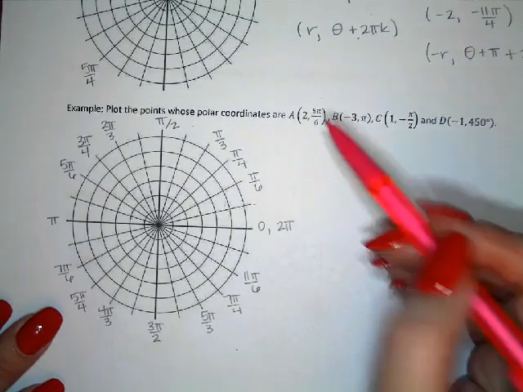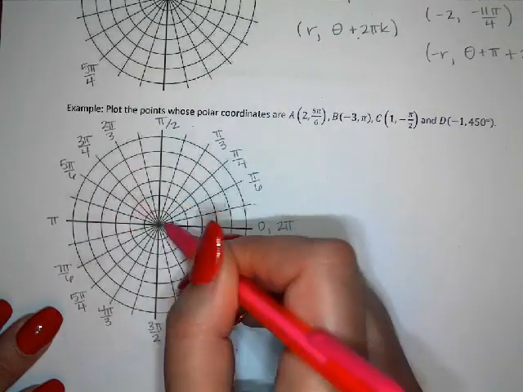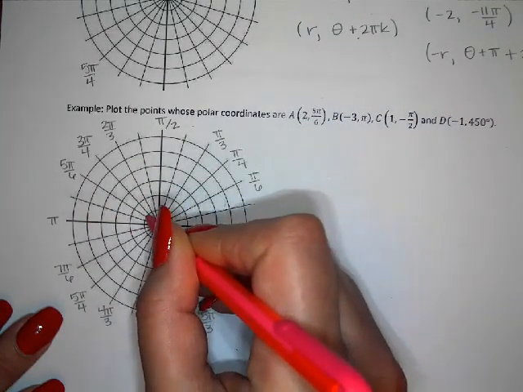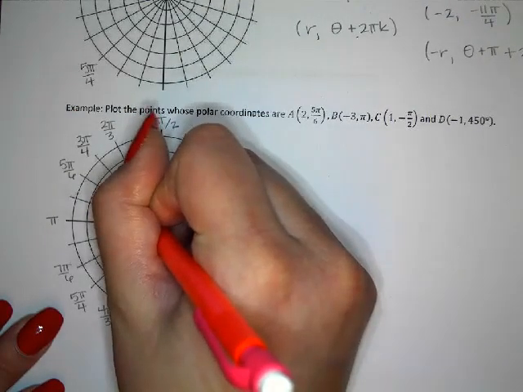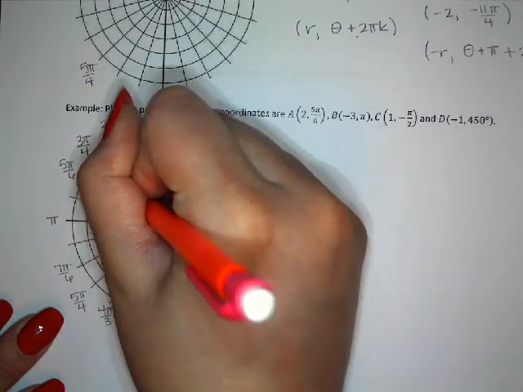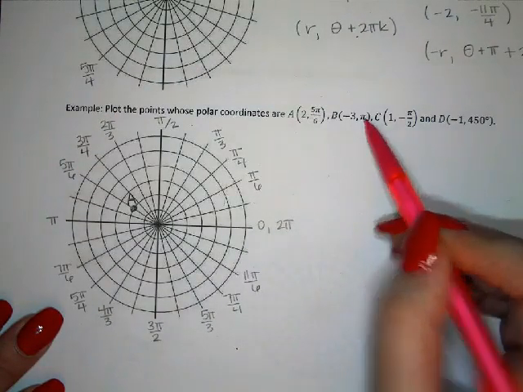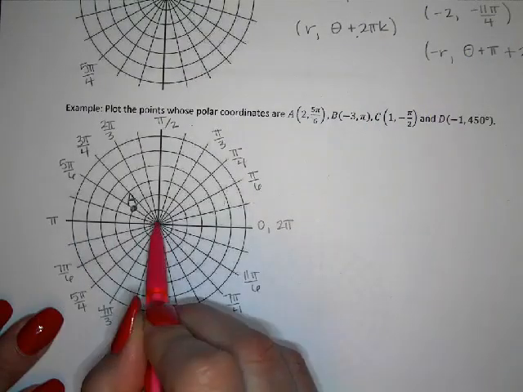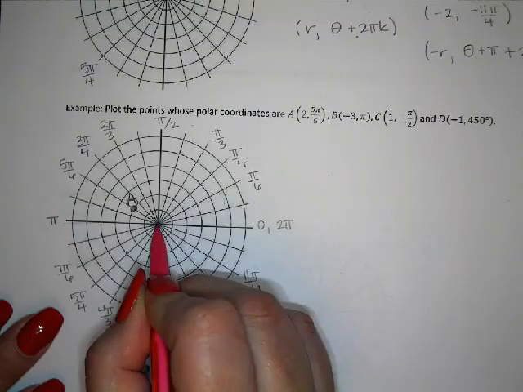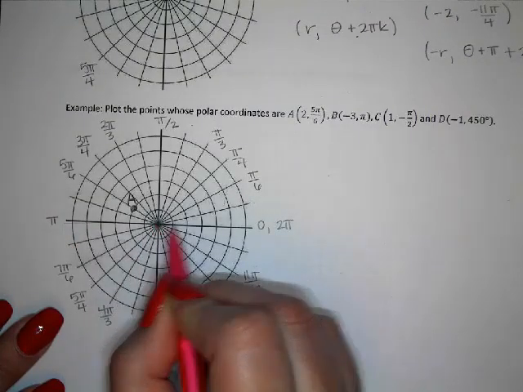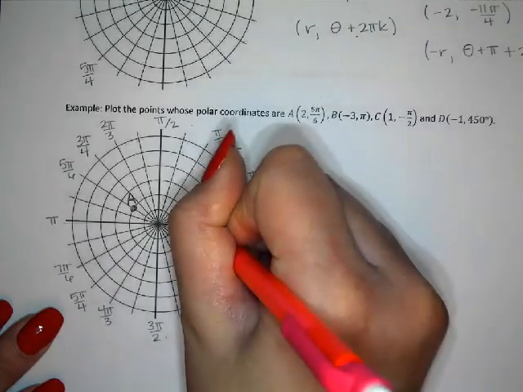Okay, so 5 pi 6 with a radius of 2, I'm going to find 5 pi 6 and go to the pole, and then count out a radius of 1, 2. And I'm going to label that point A. I'm going to find the angle pi. Here's pi. I'm going to count a radius of -3. So instead of counting 3 towards pi, I'm going to count 3 in the opposite direction. So 1, 2, 3. And I'm going to label this as B.